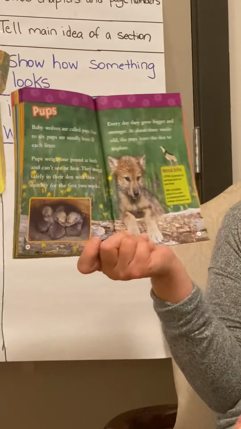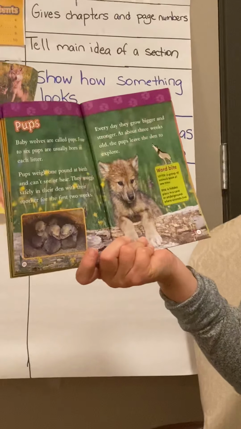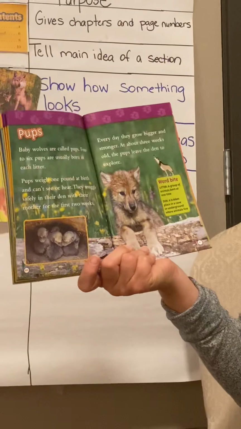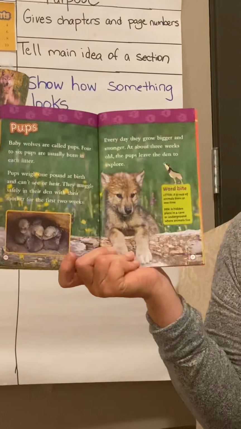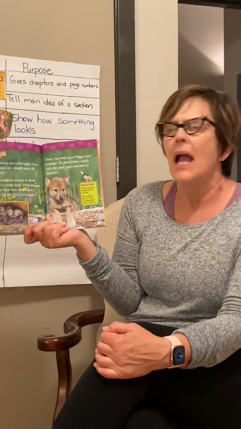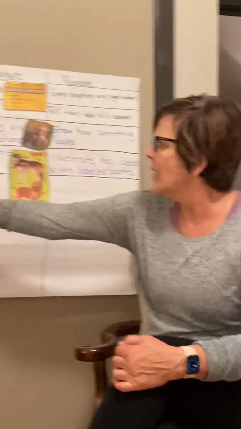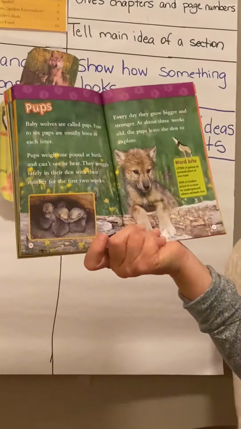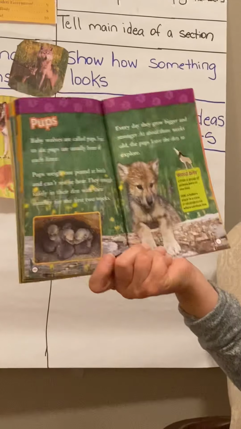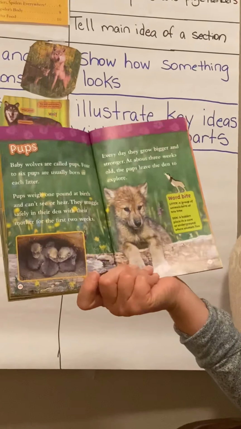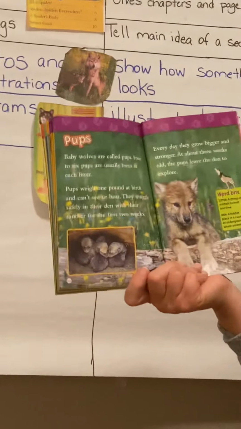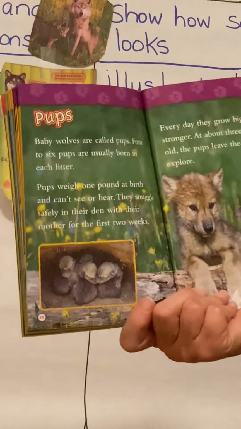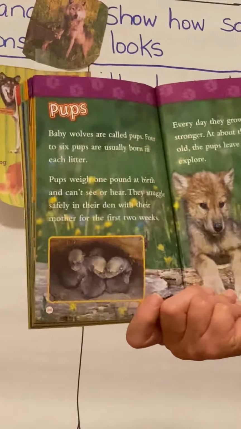Let's find out. Baby wolves are called pups. 4 to 6 pups are usually born in a litter. There's my answer right there to my green question. Let's do another one. How much does a pup weigh? Pups weigh 1 pound at birth and can't see or hear. I just got the answer to my green question. Green questions are right there. I don't have to think about them. I can find the answers right in the text.